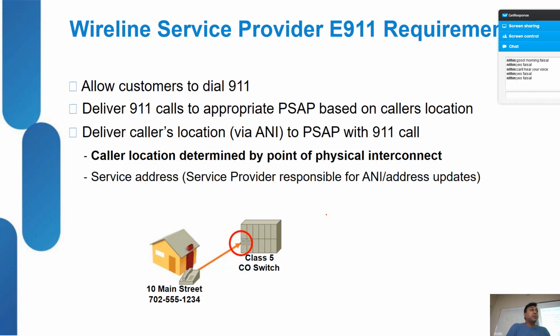Caller location will be determined by the point of physical interconnect. The service provider will be responsible for updating that information. So as you move around, your service provider is updating the ALI database with your ANI, the tower location, and the longitude and latitude information, because cell phone users are always on the move. That information has to be updated constantly, right? Because for 5 minutes you're in Scarborough, and the next 10 minutes you could be somewhere in the middle of the 401.